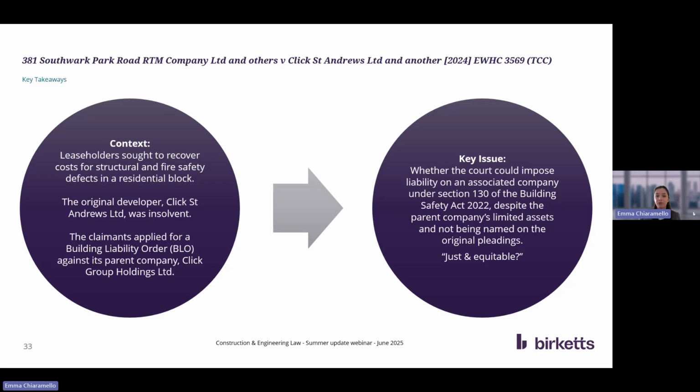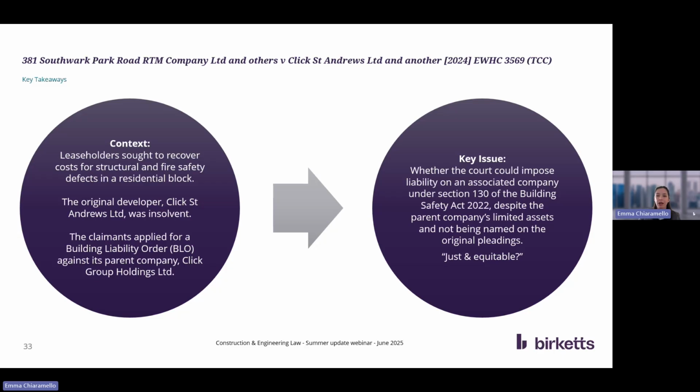And the key issue before the court was whether or not that was an associated company, whether a liability could be imposed on it, despite the fact that the parent company had limited assets and despite the fact that the parent company hadn't been named on the original pleadings. The court also had to consider the wording just and equitable. Is it just and equitable to impose a liability on that parent company?